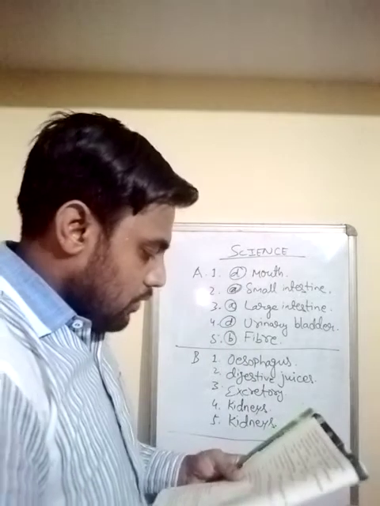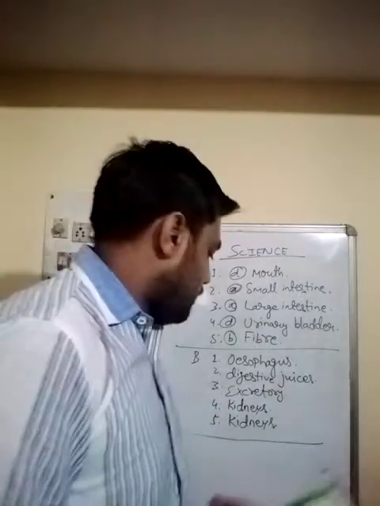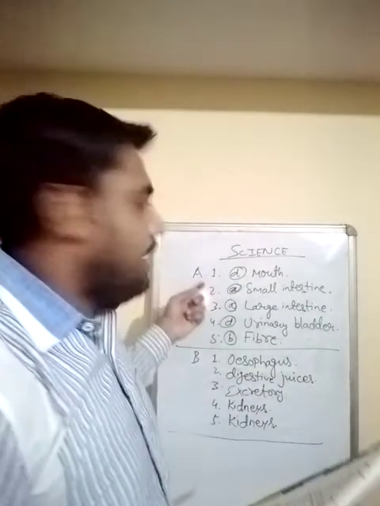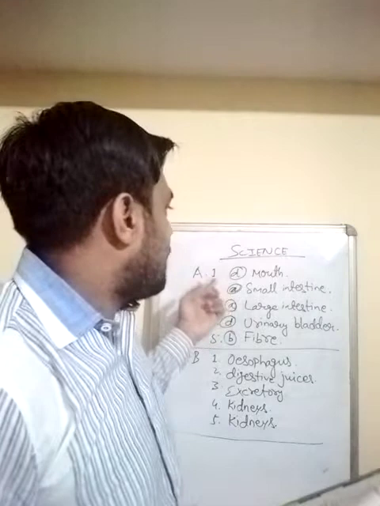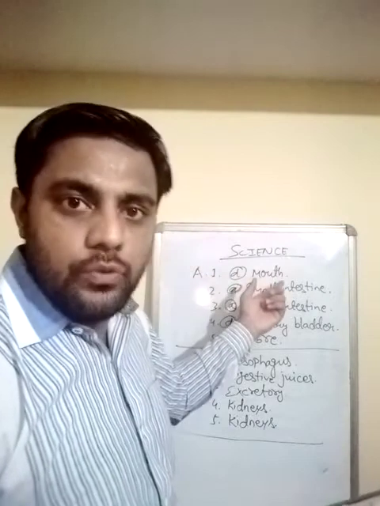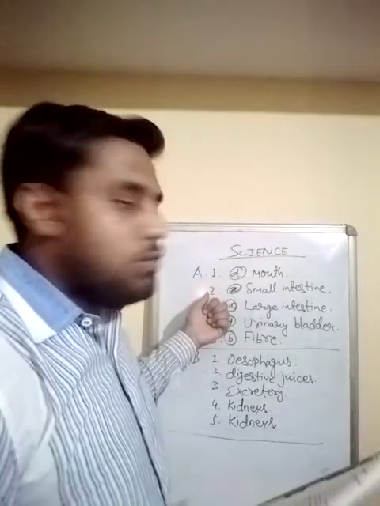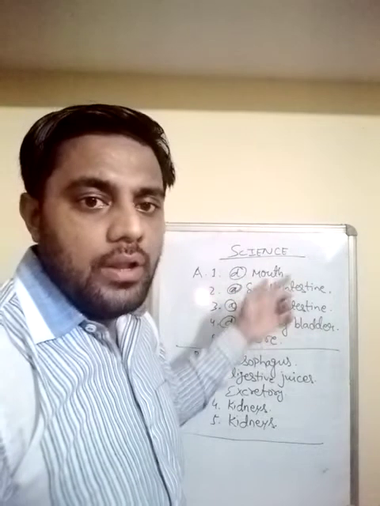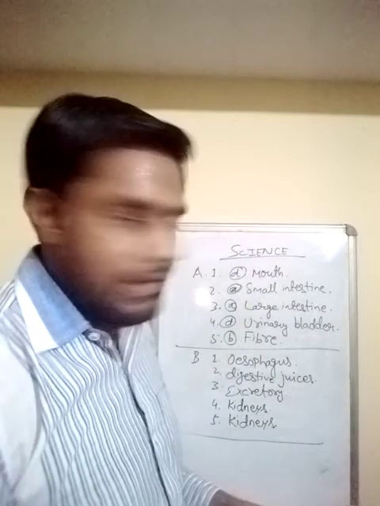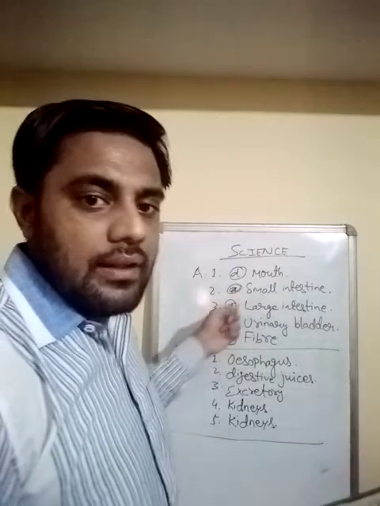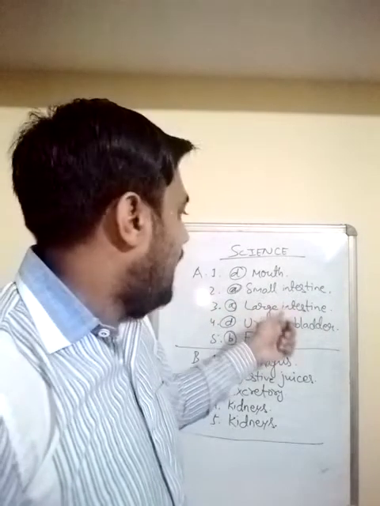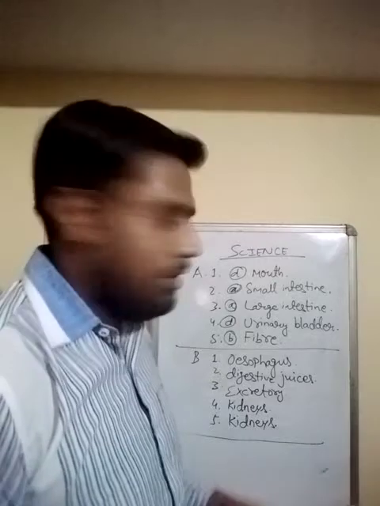So before I move on, as you can see, I have to rub the board. So once again, I will tell you all the answers. Your exercise A. Question 1, correct answer is option D, mouth, M-O-U-T-H. Question 2, correct answer is option A, small intestine, S-M-A-L-L, small, I-N-T-E-S-T-I-N-E, intestine. Number 3, correct answer is option A, large intestine, L-A-R-G-E, large, I-N-T-E-S-T-I-N-E, intestine.